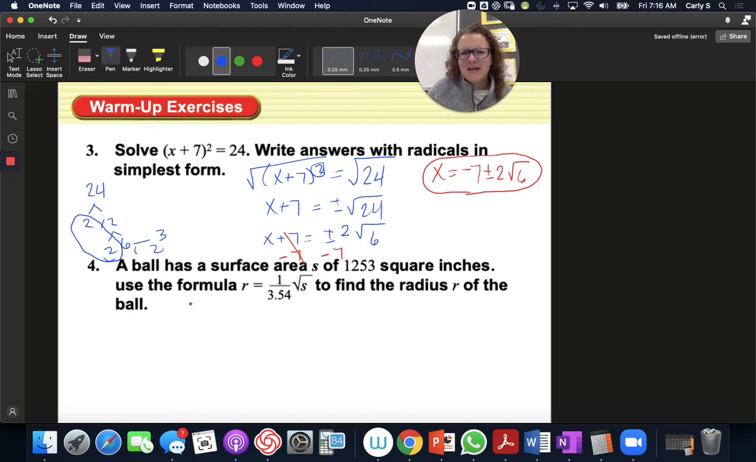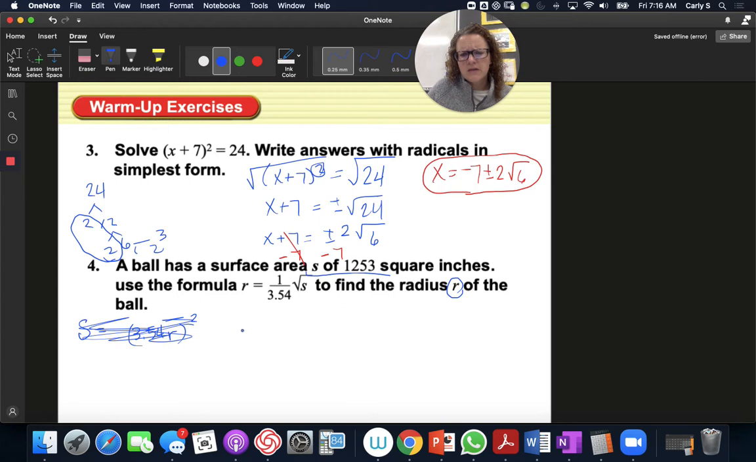A ball has a surface area S of 1,253 square inches. Use the formula R equals 1 over 3.54 times root S to find the radius of the ball. So I think surface area is equal to 3.54 R squared. That has to be some different formula. That's really not right. They've already solved it for R. We don't need to know this. I was just trying to make sense of that equation.